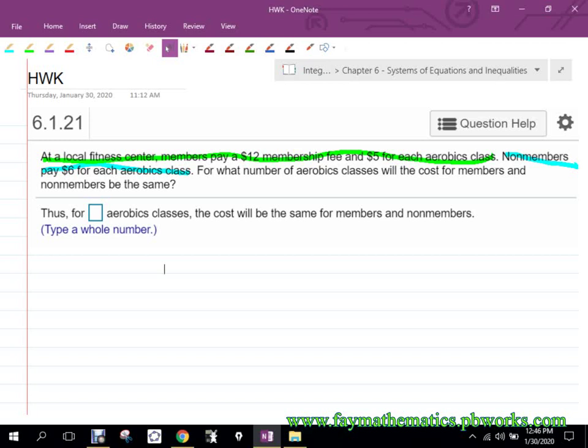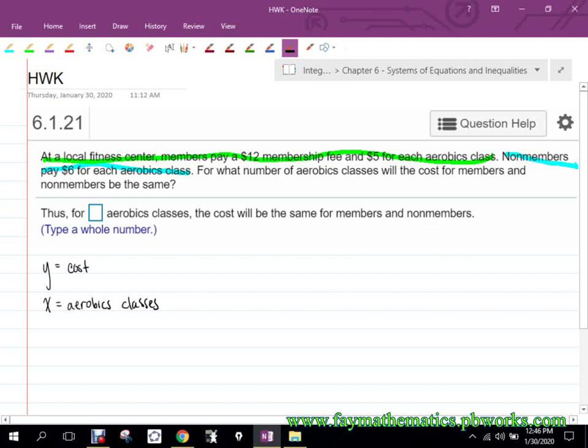So when we look at this, there's two relationships, and I've highlighted them. We've got the green relationship being a member and the cost that's going to be required for a member, and then the blue one is the cost for non-members. Remember, we're talking about two things here. There's a cost that is being dictated by the number of classes I take, right? So I'm going to let my Y value be the cost, and I'll let my X value be the number of aerobics classes taken. Does that make sense?